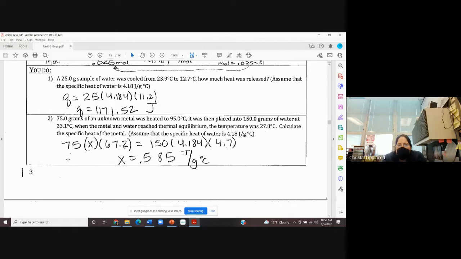Yeah, 4 was completely over my head. Me as well. So you set them equal. Yes, because whatever's lost by one is gained by the other. Yep. The specific heat of the metal.